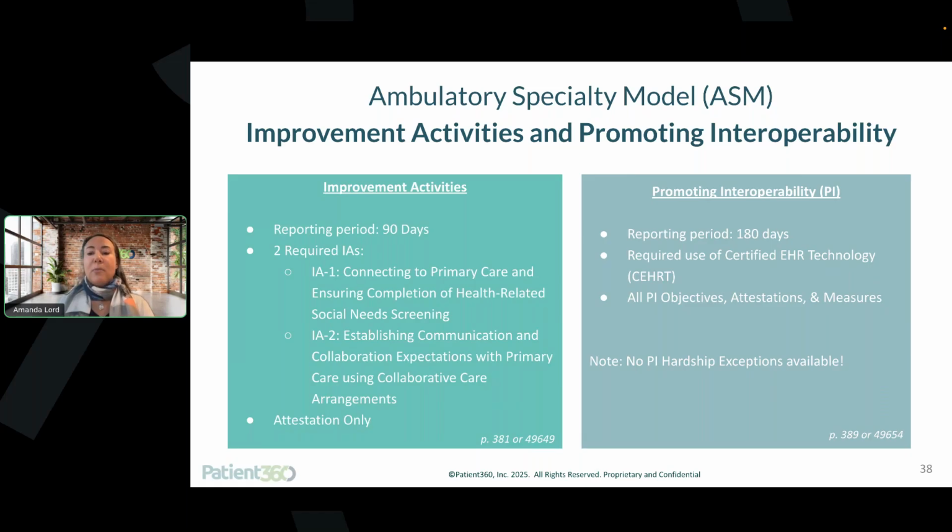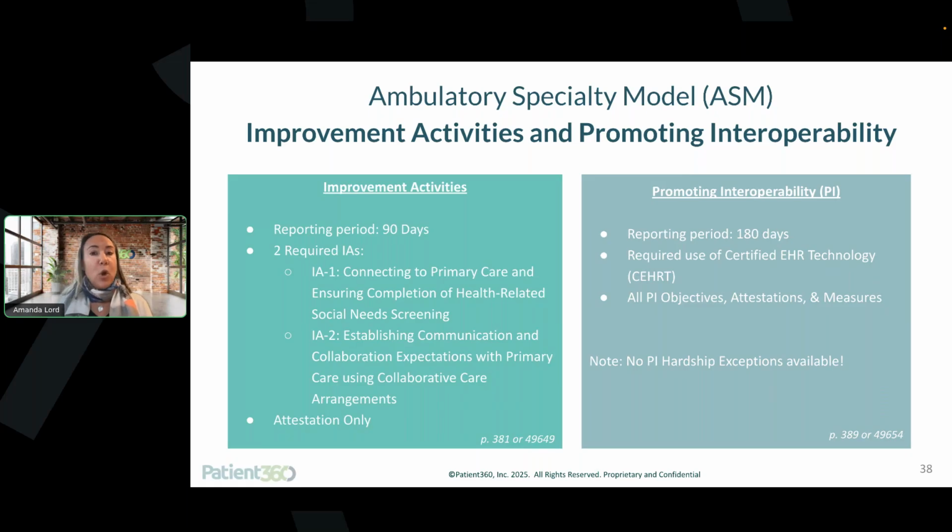For promoting interoperability, same concept. So under ASM, it's intended to assess participants in their efforts to promote patient engagement and electronic exchange of information using CERT, much the same as MIPS. It's similar to MIPS and MVPs in its intention as well. CMS finalized the minimum of the 180-day reporting period, same as MIPS. However, just like what I mentioned with the IAs, again, if you do the PI category, you don't receive points. If you don't do the category, you receive a reduction of points.